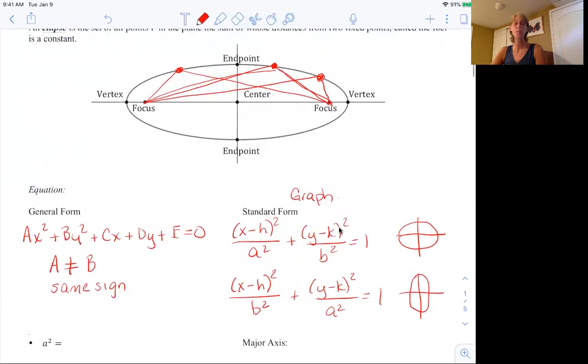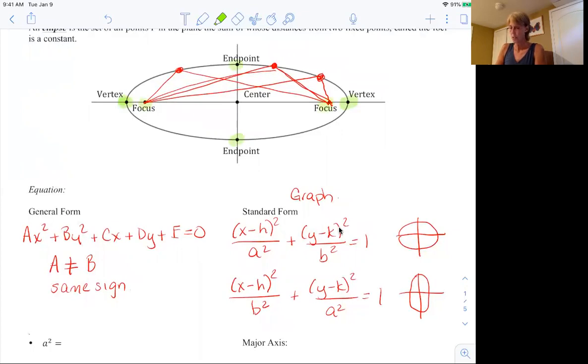Now, let's talk about some vocabulary that we're going to have to understand. So if we go back up to our picture above, in our ellipse we have a vertex, or I could call them vertices. We have our endpoints.